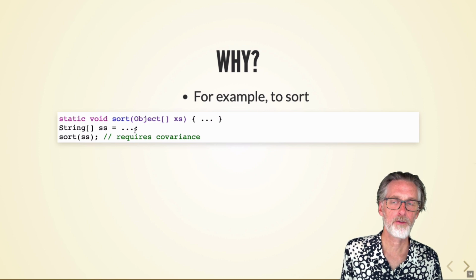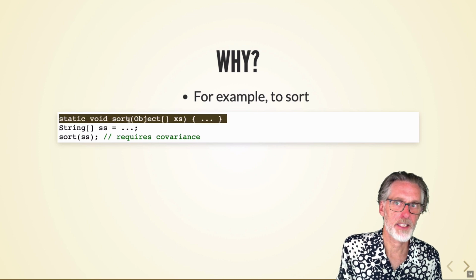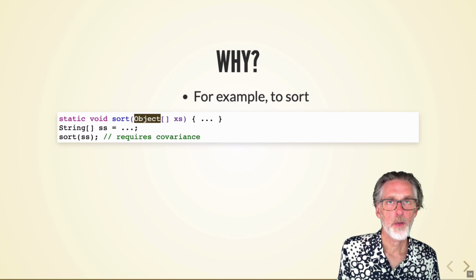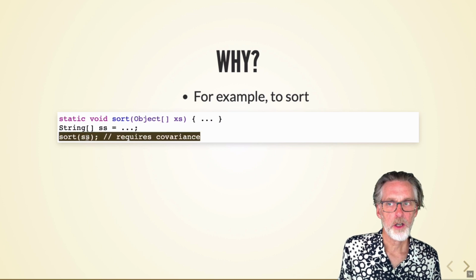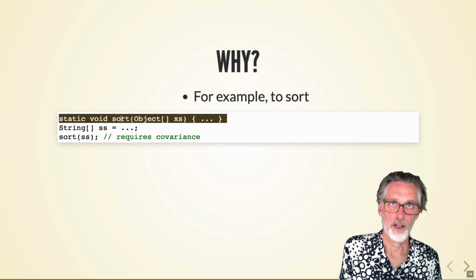So if you wanted to, for example, sort a bunch of things, what would you do? Of course, I don't want a sorting method that's specific to strings. I'd like to have one that's generic for any kind of comparable type. And so we'd like sort to be generic at some high type. But in order to pass a string array into a method that expects an array of objects, we need covariance. And that's why it's there.